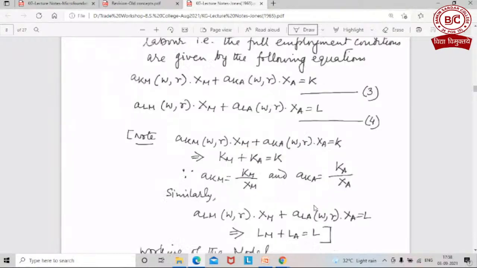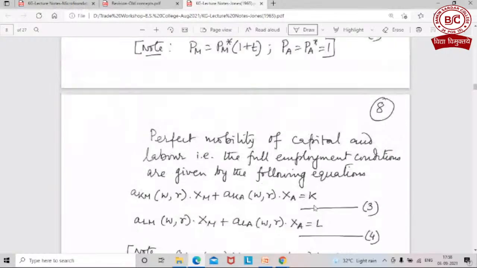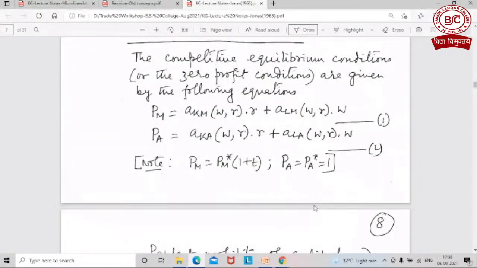So we have four equations in the model. This completes the model. How does the model work? What are the unknowns in this model? Can any one of you say? It's general equilibrium, not partial equilibrium. So what are the unknowns? I'll not mind if your answer is wrong. Just try.